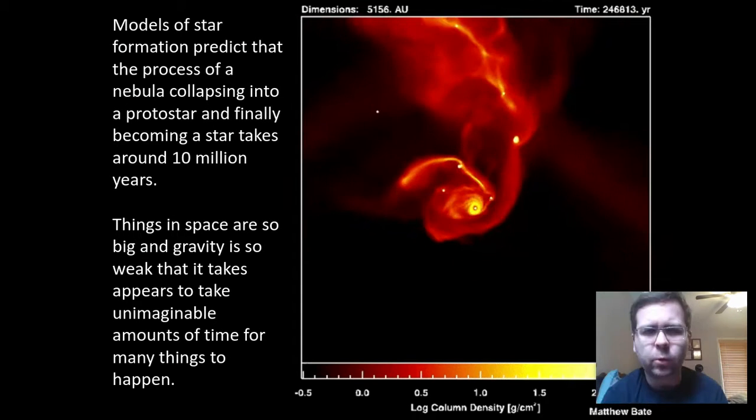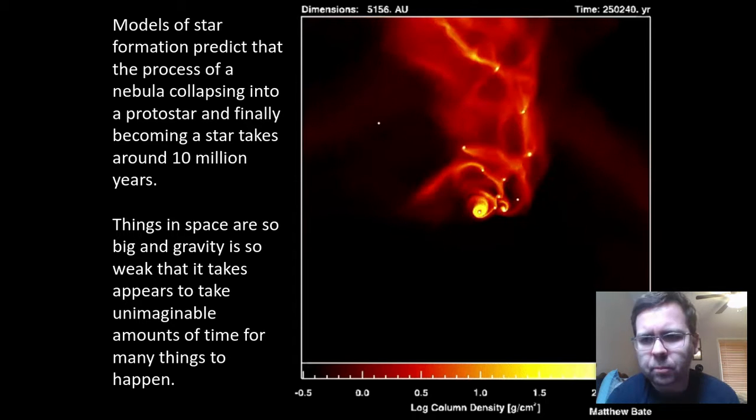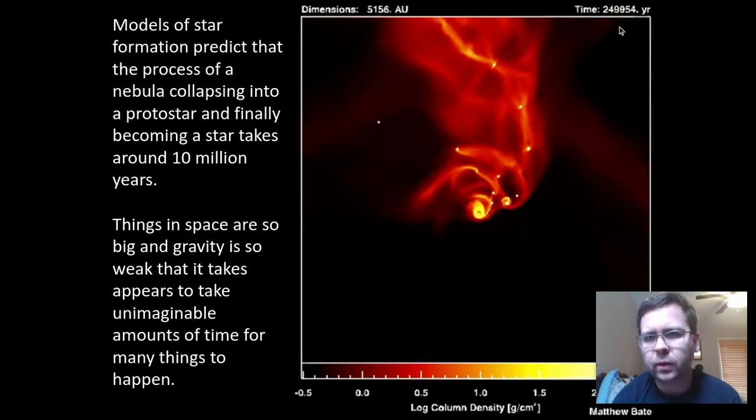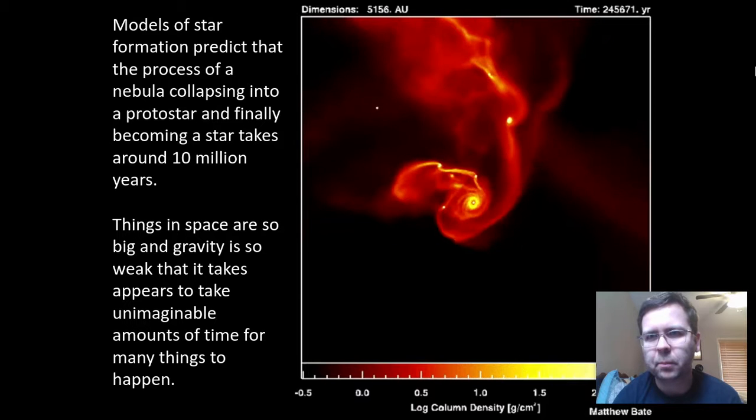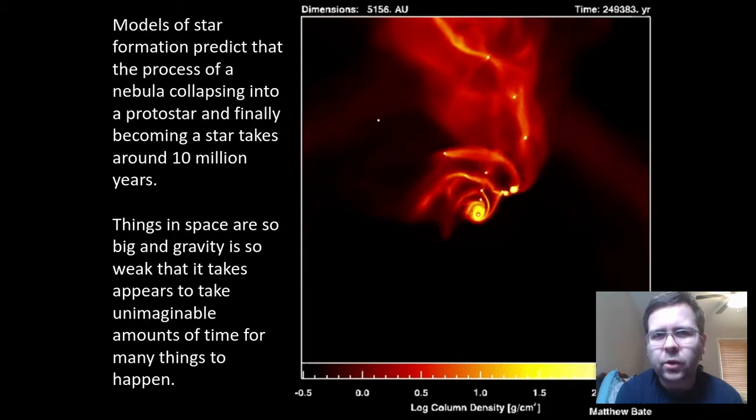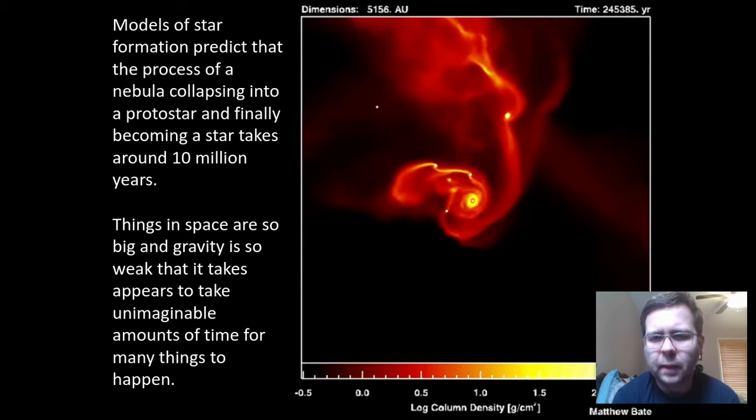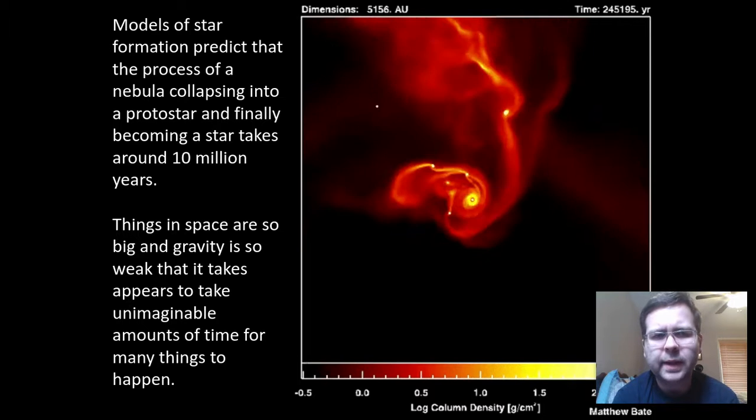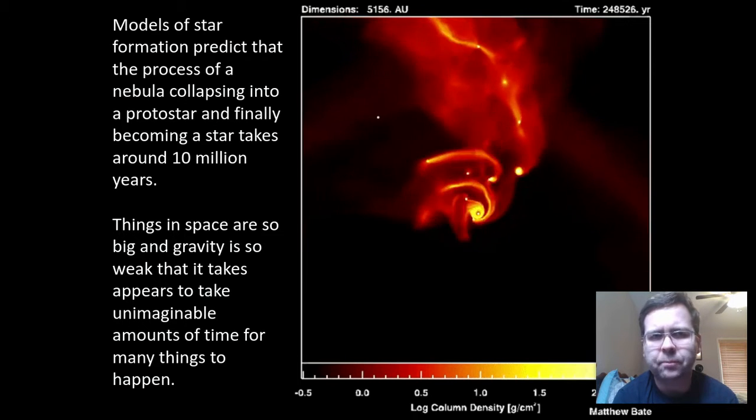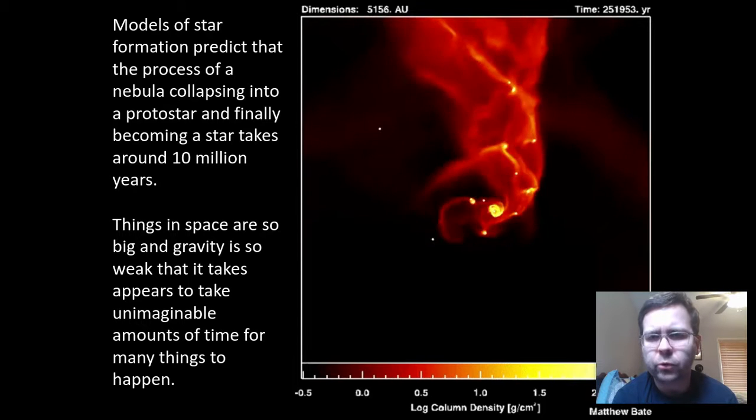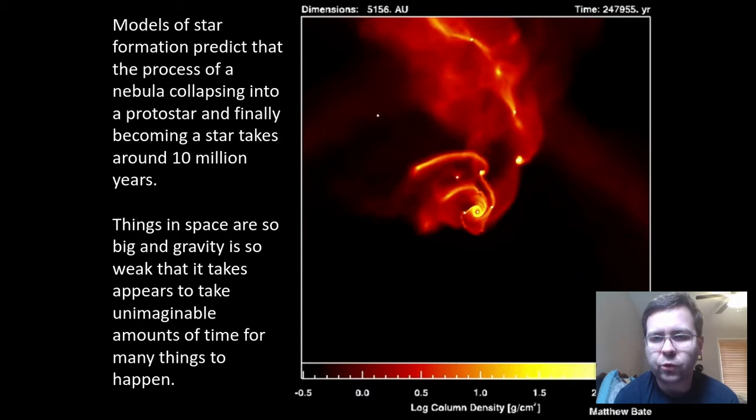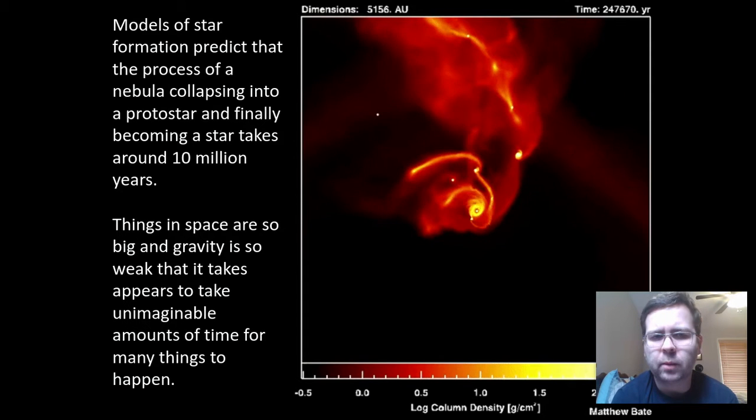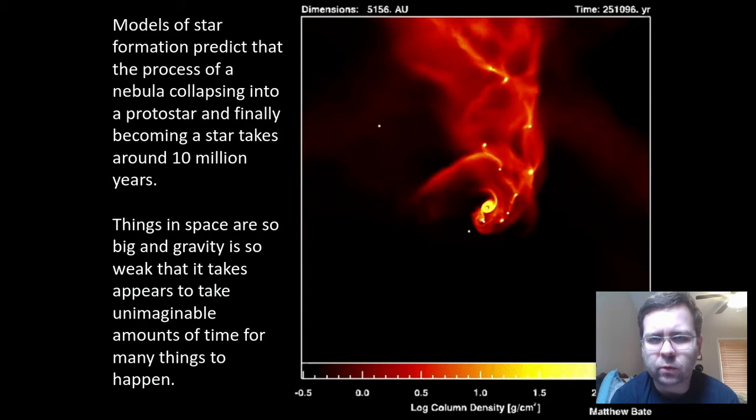And I just want to point out real quick also, the process you're watching, if you look at the top here, you'll see a timeline, like a time prediction, and it's in years. I wanted to point this out because we don't say this a lot, but the things we talk about in here about how stars change and how they form take lots and lots and lots of time. Things in space are so big, and gravity is so weak, that it appears to take unimaginable amounts of time for many things to happen, like millions of years.